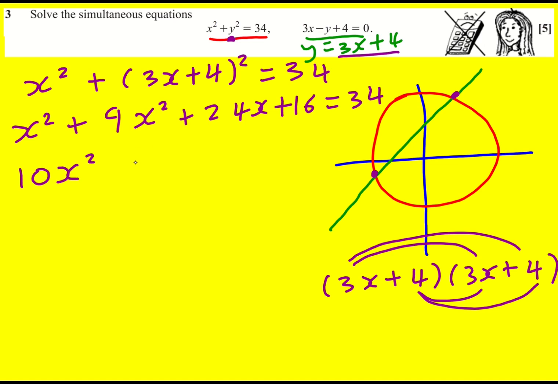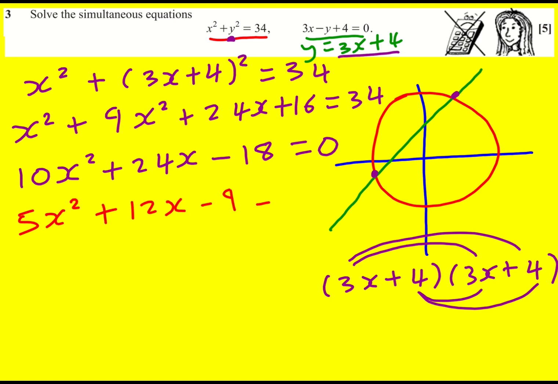Bring it together, so it's going to be 10x squared plus 24x minus, now I need to do 16 minus 34, that's going to be minus 18 equals 0. We always try to get the quadratic equal to 0 because we've got methods for how to solve it. I'm going to try to factorize this, except first divide through by any common factors. There's a common factor of 2, so it's going to become 5x squared plus 12x minus 9 equals 0. If this is going to factorize, and I'm expecting it to, I'm going to get 5x and x here.